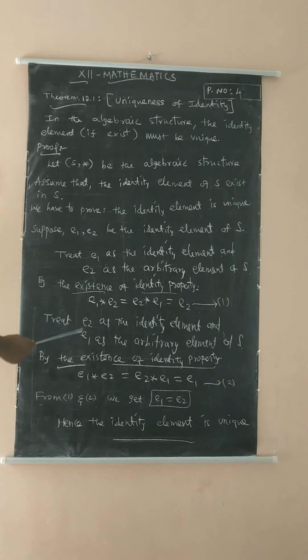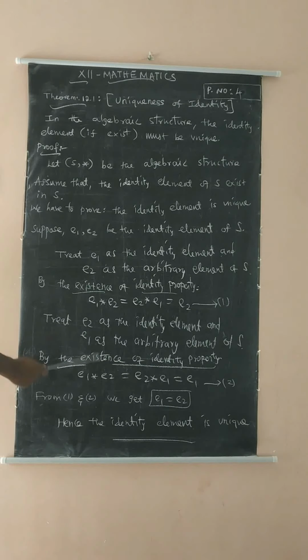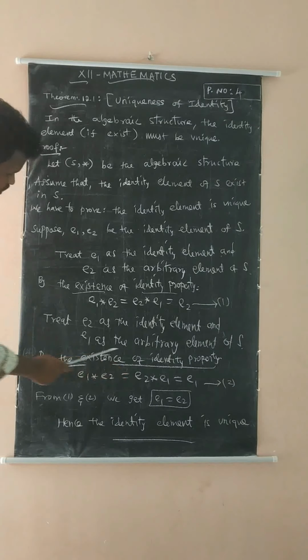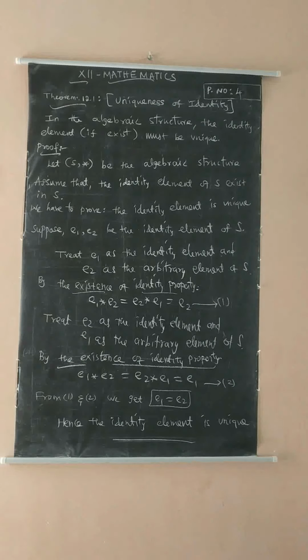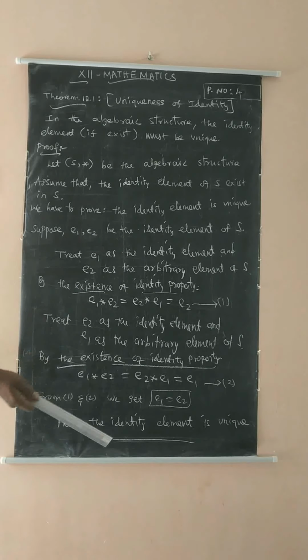Next, we treat E2 as the identity element and E1 as an arbitrary element of S. By the existence of identity property, E1 star E2 is equal to E2 star E1, which is equal to E1. That is equation number 2. From equations 1 and 2, we get E1 is equal to E2. E1 and E2 are the same element, that is, identity elements are unique. Hence the identity element is unique. That's a very simple proof, students.